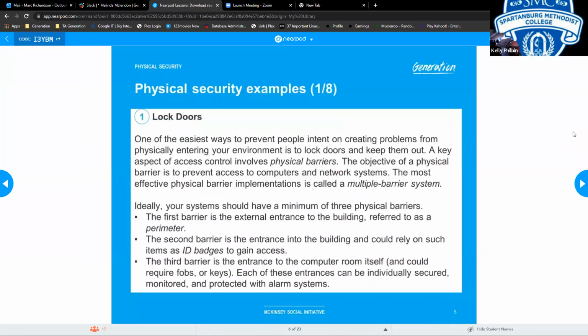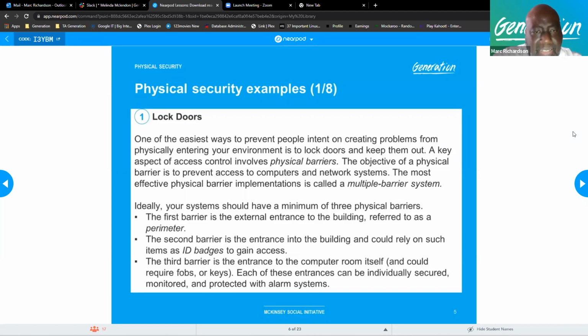Okay, here's an example of a physical security type. We're going into locked doors. You may think that this is a pretty obvious thing. It is, but it's still something that you have to consider in your position in the IT field. You can restrict access to your computers, your networks. That helps you keep those networks and computers secure also. So again, locked doors, one of the easiest ways to prevent people intent on creating problems from physically entering your environment is to lock doors and keep them out.